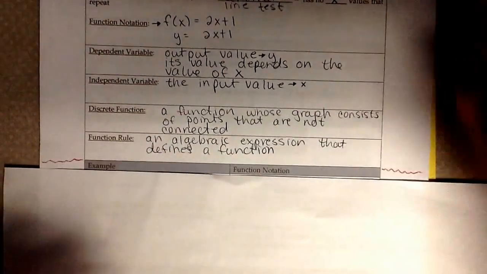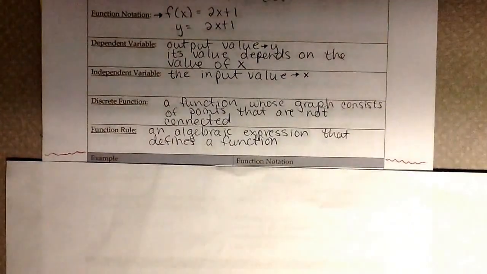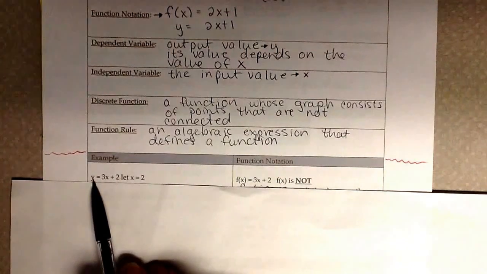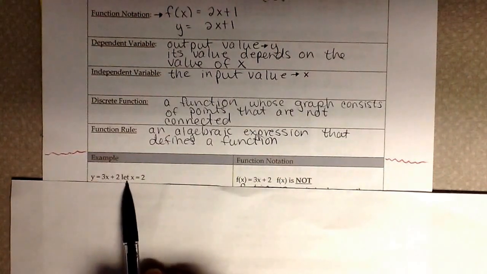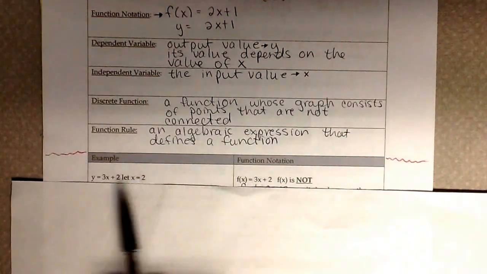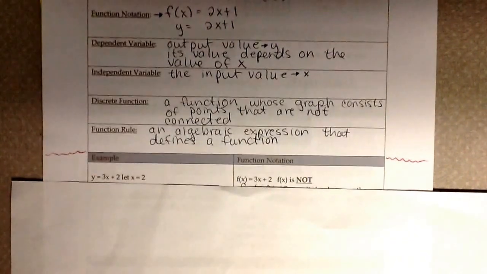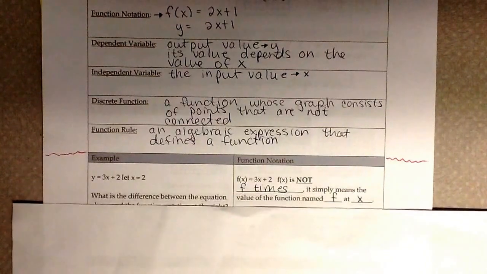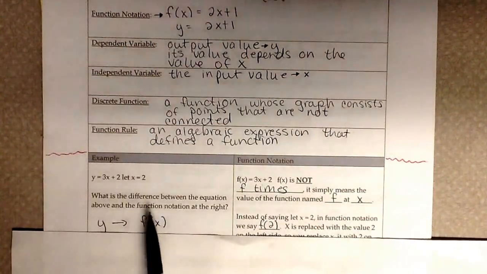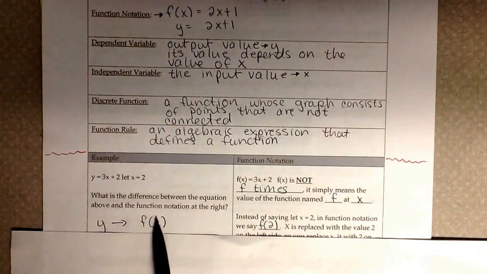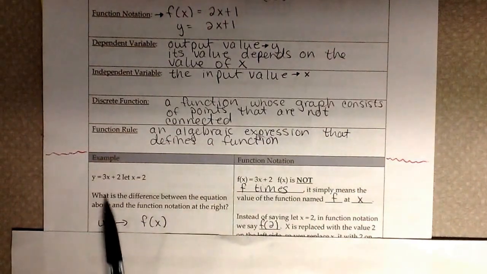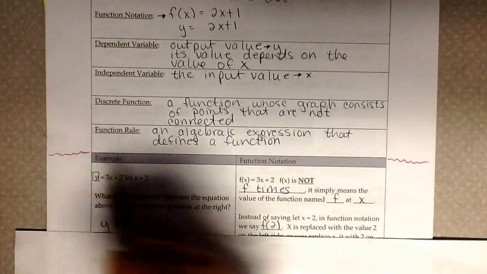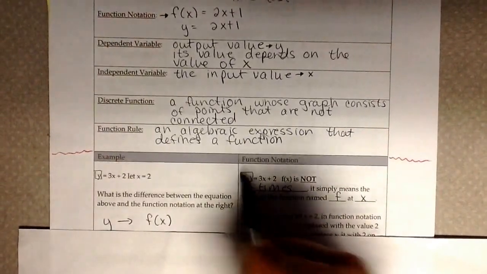All right, let's look at function notation. I'm going to give you an example of just an equation here. If we say y equals 3x plus 2 and we let x equals 2, what's the difference that you see between those two writings, here and here? Well, hopefully you see that the only difference is here we're using y and here we're using f of x.